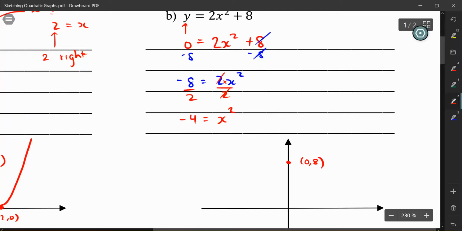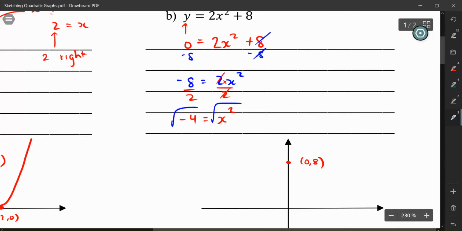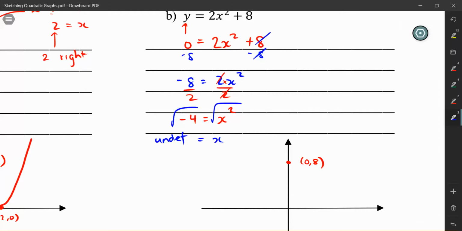But the problem is, when I square root now, we can't square root a negative. The square of any number will never give you a negative number, so this is undefined. You can't type that in the calculator. Square root of negative 4 won't work. So what does it mean? It seems like you don't have an x-intercept. It's undefined. Did we make a mistake? No, we didn't.